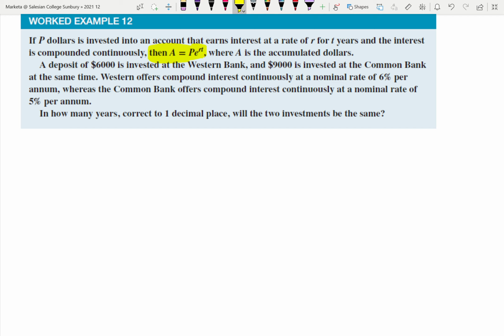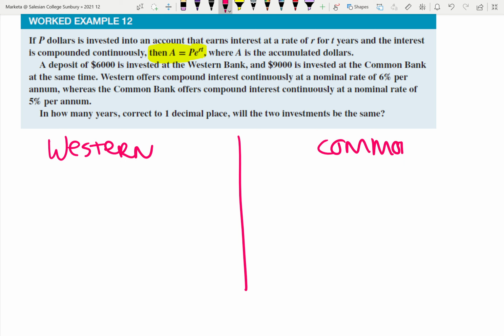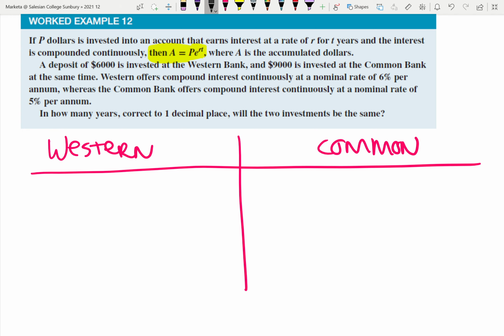A deposit of $6,000 is invested at the Western Bank and $9,000 is invested at the Common Bank. Okay, so let's do two things, Western and Common. Obviously rip-offs of Westpac and Commonwealth. Anyhow, at the same time, Western offers compound interest continually at a nominal rate of 6% per annum, whereas Common Bank offers compound interest continuously at a nominal rate of 5% per annum. Okay, so we've got two different interest rates there, and we've got two different amounts.